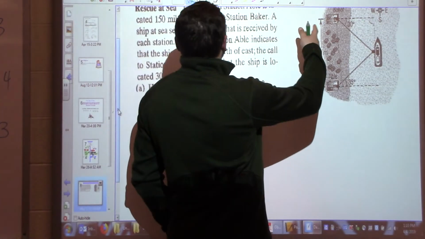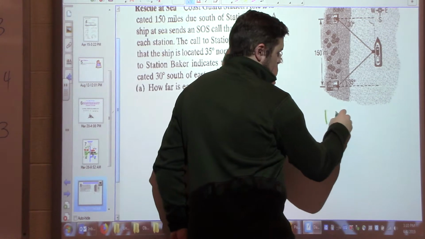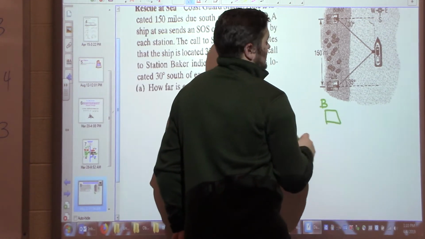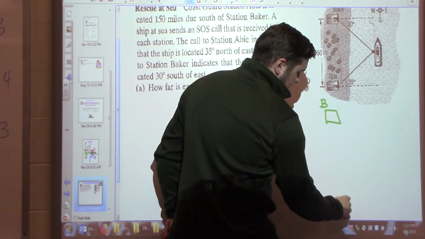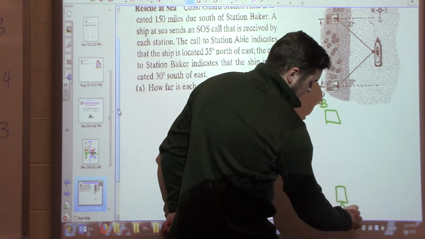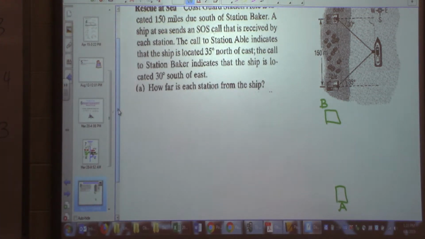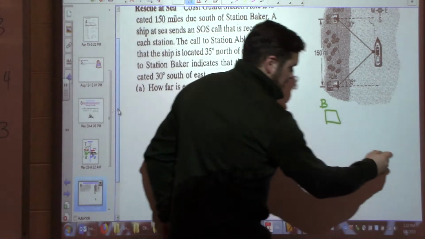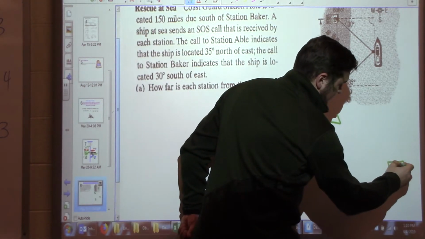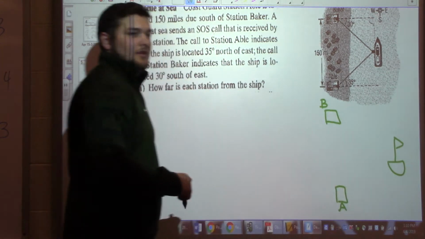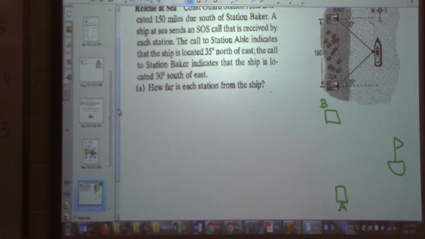So we have Station Baker. I'm gonna call it Station B. And I have Station Able. Call it Station A. And so I have those 2 stations along a shore. There's a ship. Draw my ship. There's a ship out at sea. Call it SOS.